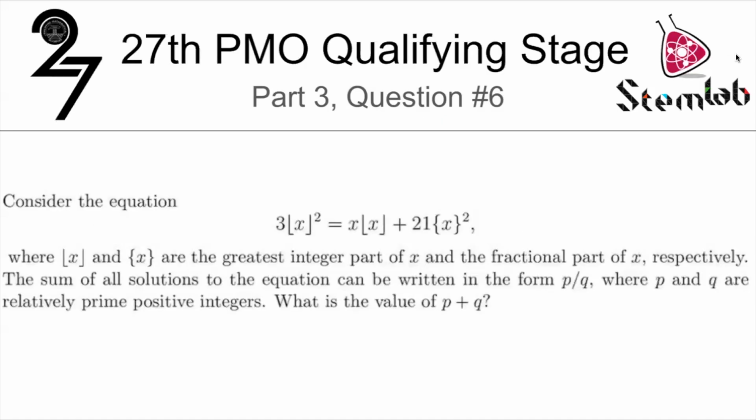So question 6 asks: consider the equation 3 times the floor of x squared is equal to x times the floor of x plus 21 times the fractional value of x squared, where the floor of x is the greatest integer part of x, and the x with the curly braces is the fractional part of x, respectively. The sum of all solutions to the equation can be written in the form p over q, where p and q are relatively prime positive integers. What is the value of p plus q?